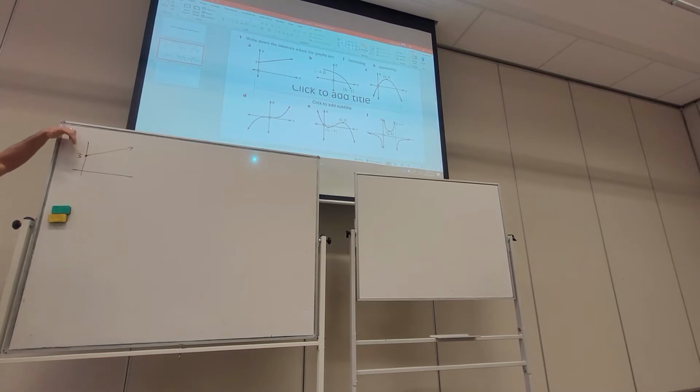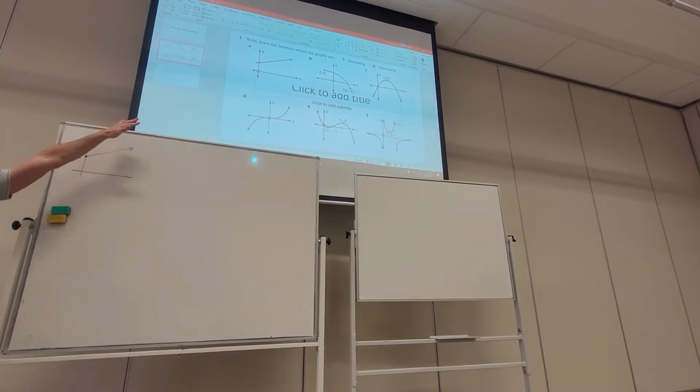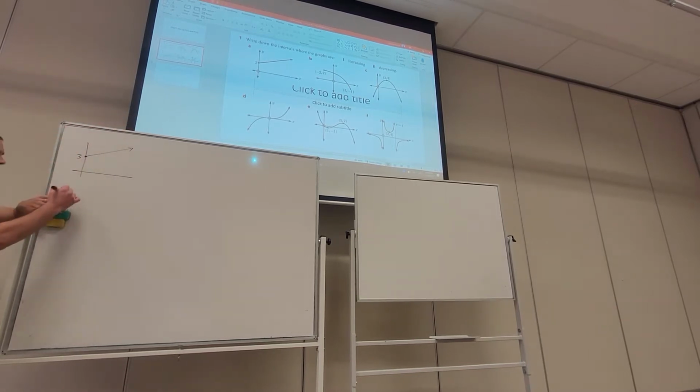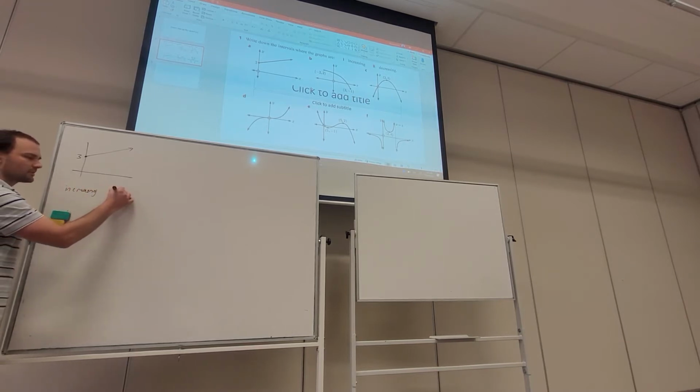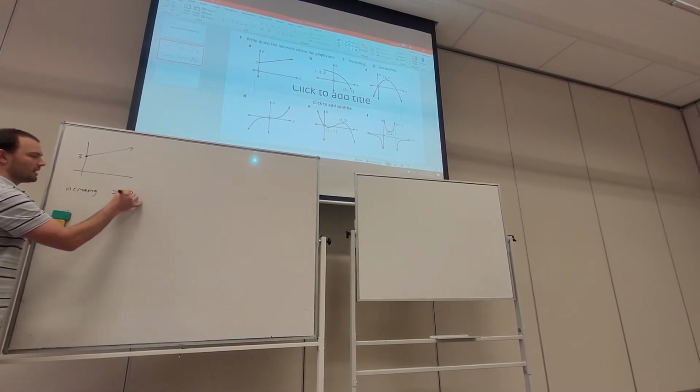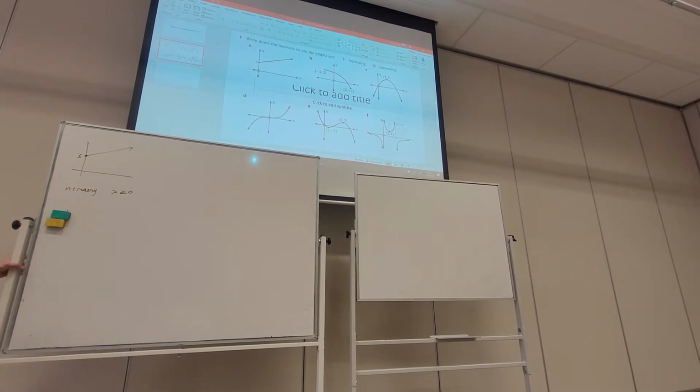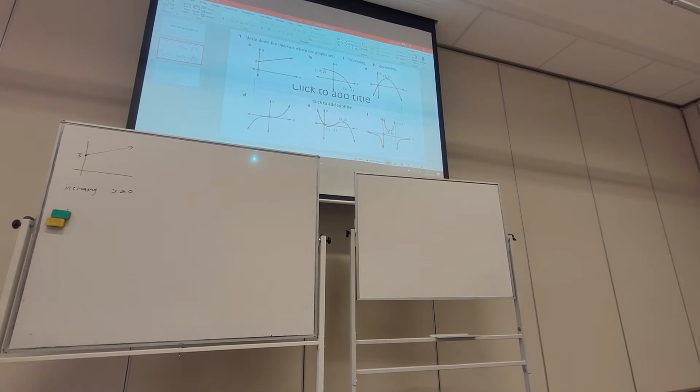So what we can see here is that the function starts when x is 0, y is 3, and then you're just going to keep increasing forever. So for this one, we're going to say increasing for, just like how we describe domain, x is greater than or equal to 0. It's increasing for all values of x that are greater than 0. It is never decreasing.